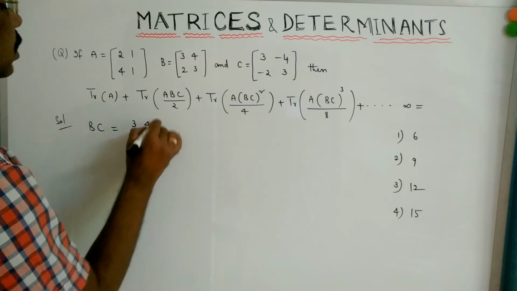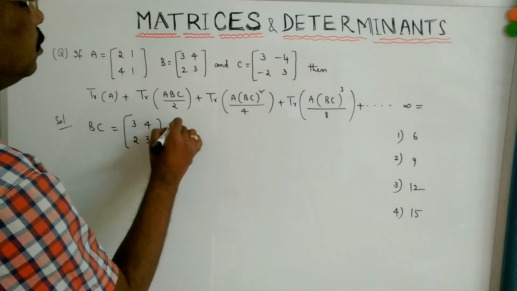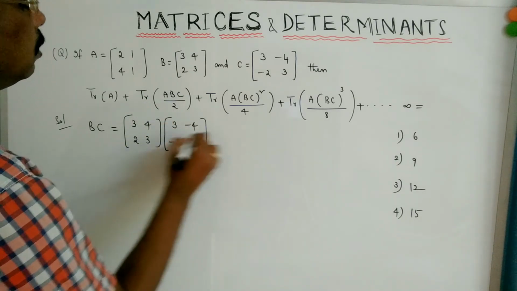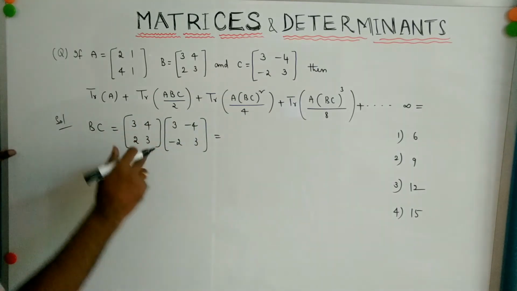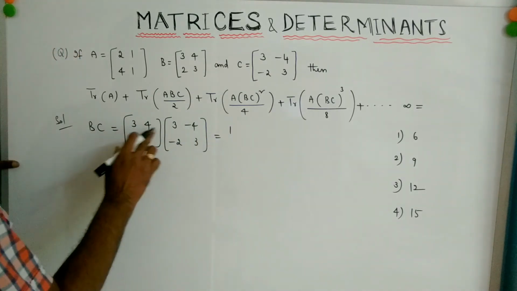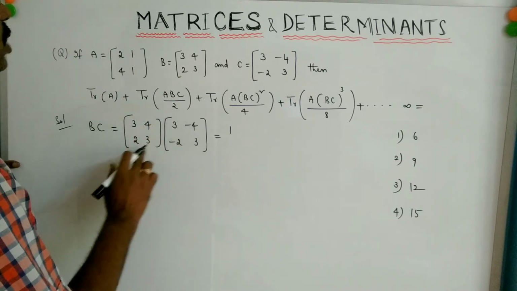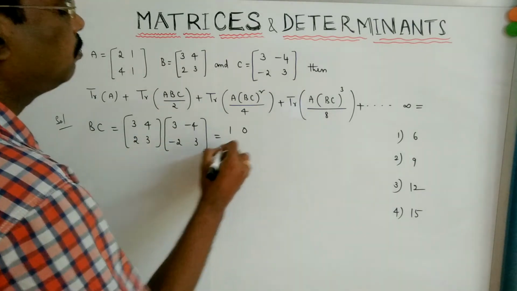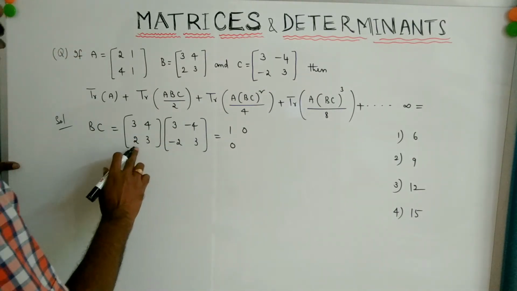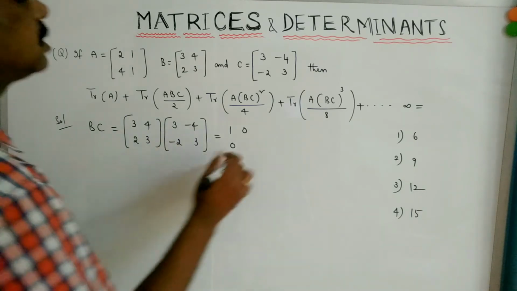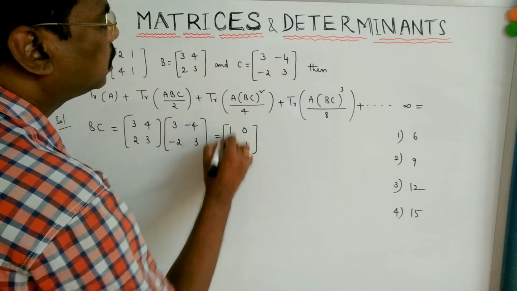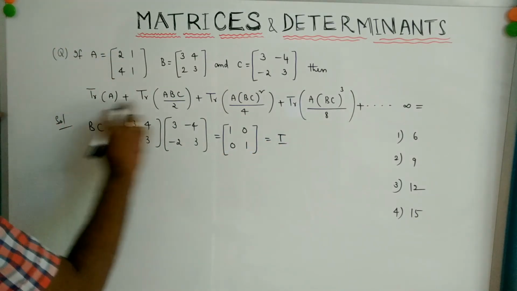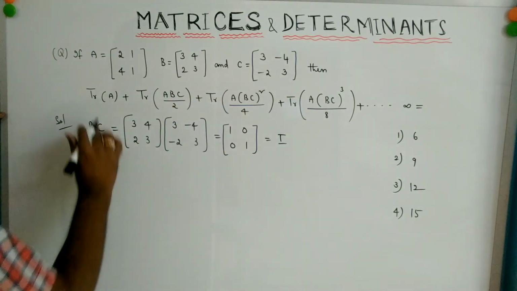Now [3, 4; 2, 3] into [3, minus 4; minus 2, 3]. Okay, now multiply: 9 minus 8, 1. Minus 12 plus 12, 0. 6 minus 6, 0. Now minus 8 plus 9, 1. Its value is equal to identity matrix I. BC value is I. Now here given expansion value.